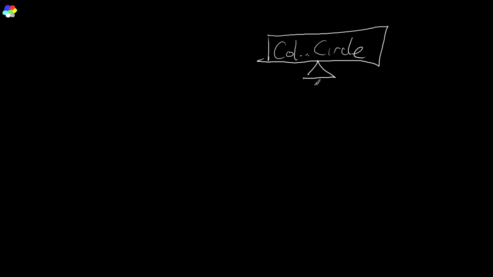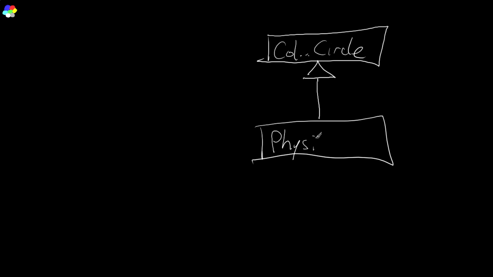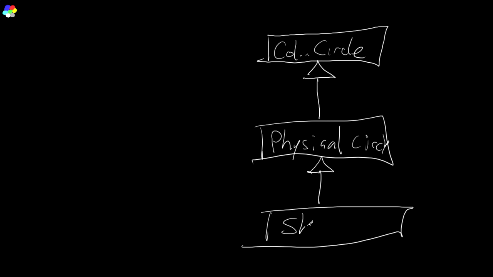So for the concept of our system, we have collidable circle, and inheriting from that, physical circle, and then inheriting from that, ship. Now, collidable circle, one thing that I'll inherit from that would be, for example, wait, undo that.